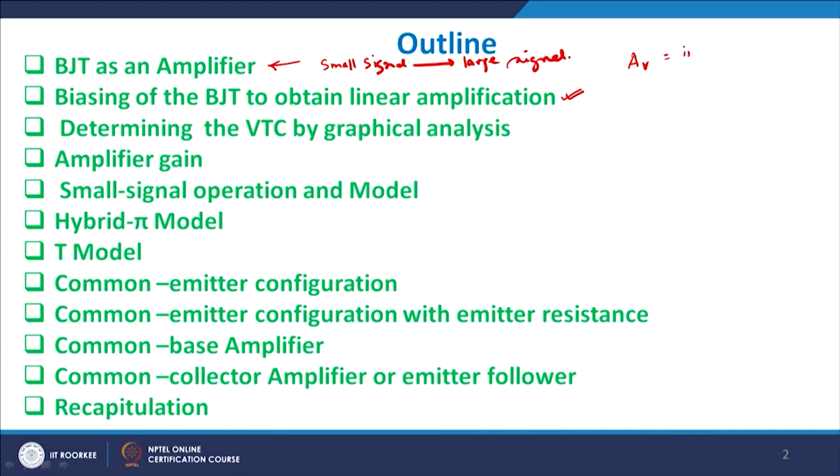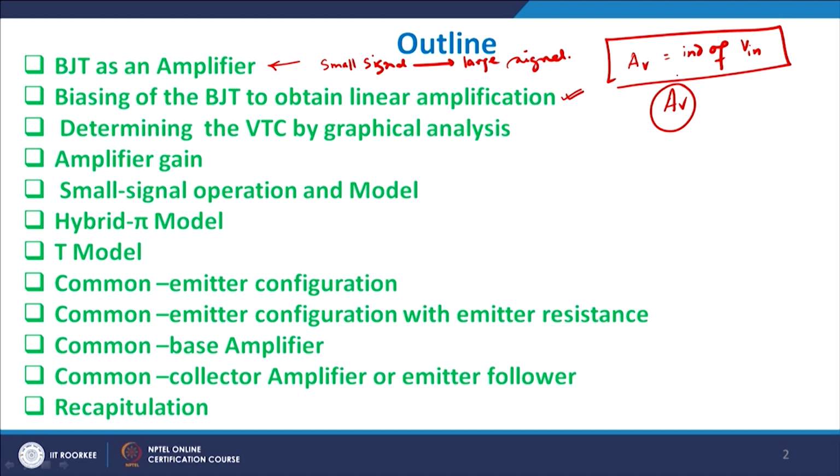We will also be looking at the biasing criteria of the BJT, because this is a very important section. The reason is you can have an amplification at any one point of time, but ideally your voltage amplification should be independent of the input voltage. Where you bias your input voltage should not determine the value of your voltage gain AV. So, please be careful.